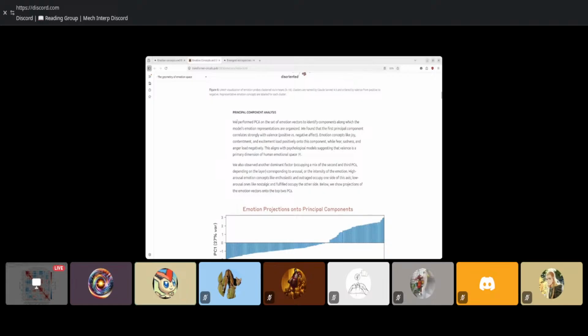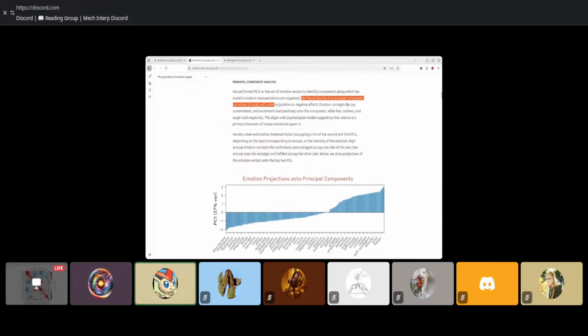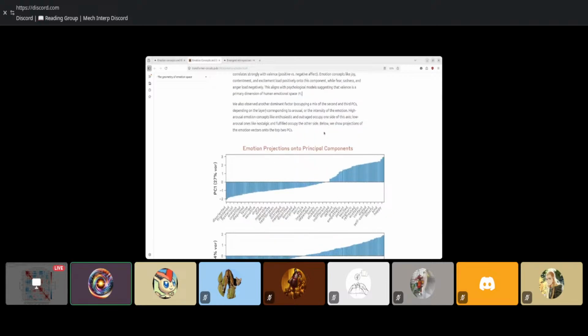Okay, they also did PCA. We performed PCA with different components and also with the probe predictions organized. We found that the first principal component correlated strongly with valence, positive versus negative affect. Okay, that makes sense. Yeah, like in psychology, valence is the strongest direction, and that's also what this is here. Oh yeah, okay. The paper anticipated what you were going to say.